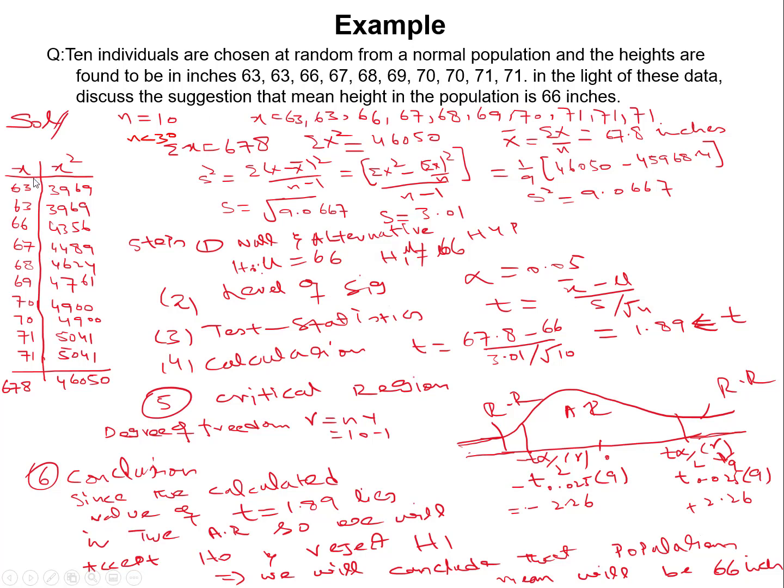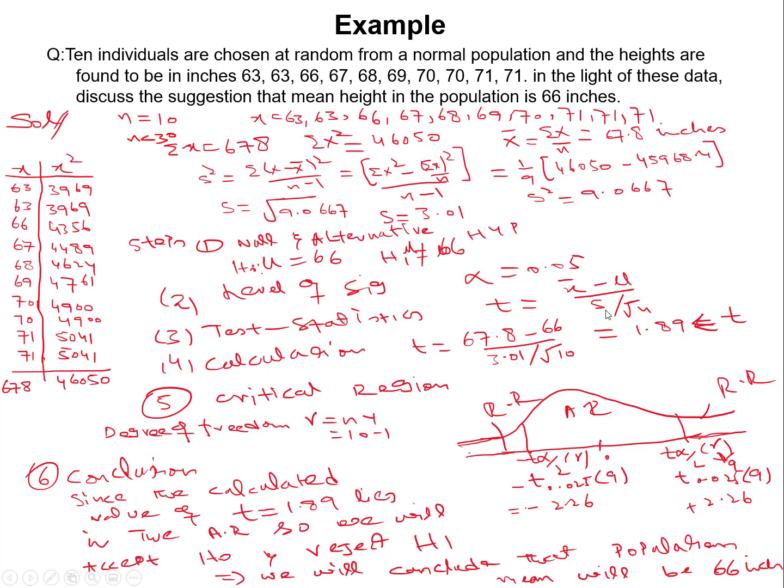So I just write 63, 63, 66, 66 and so on. I sum these, so the summation of x is 678. Now I need to calculate the mean. You know the formulation of mean: x bar is equal to summation x by n. Our n is 10 and summation x is 678. So 678 divided by 10 will be 67.8 inches.